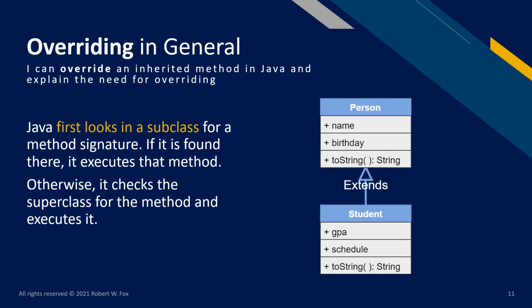In general, overriding occurs when we have a method in the superclass that is identical to a method in the subclass. We can see that here. In the superclass, we have a toString method, and in the subclass, we have the exact same toString method. So the subclass is overriding. So when we call the method, in this case toString, Java will first look in the subclass for the method signature. If it's found, it executes the method. Otherwise, it will go up and check the superclass and execute the method there. Of course, if it doesn't find it there, that's just an error because you're calling a method that doesn't exist.